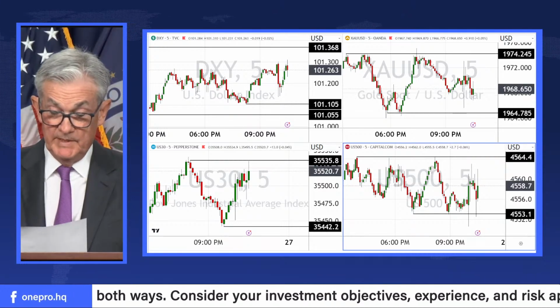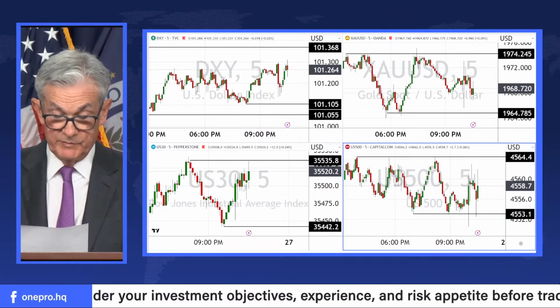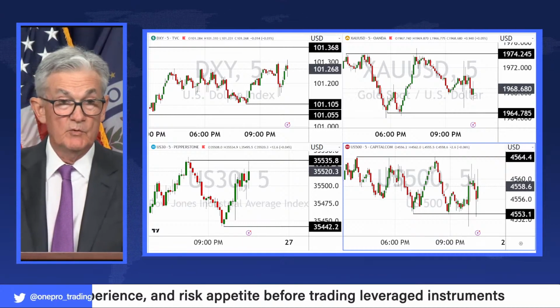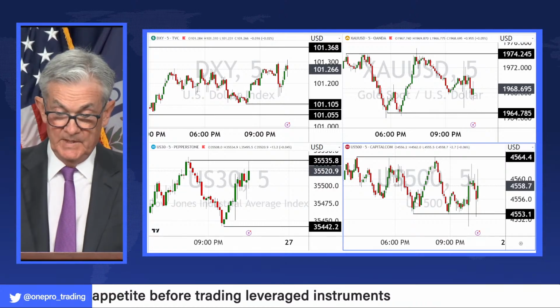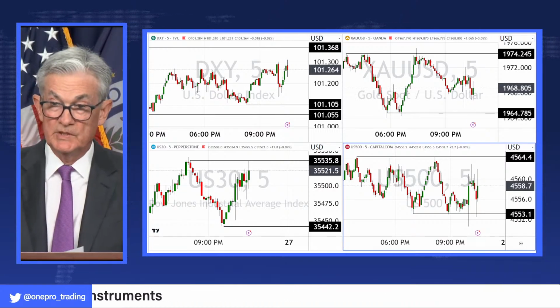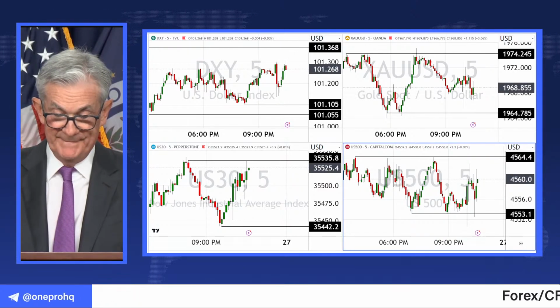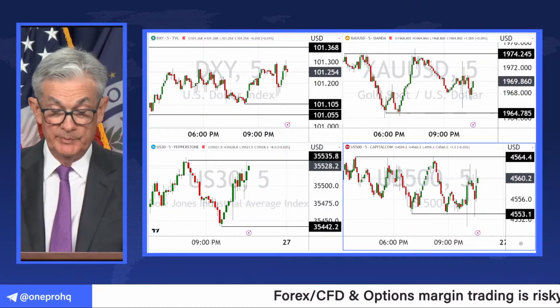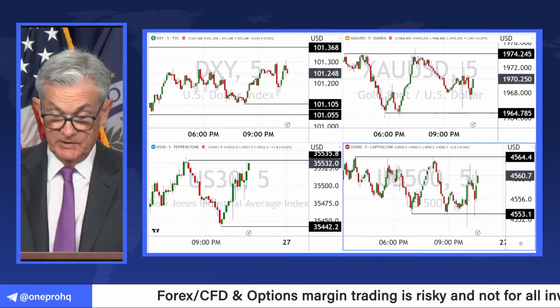At today's meeting, the committee raised the target range for the federal funds rate by a quarter percentage point, bringing the target range to 5.25% to 5.5%. We are also continuing the process of significantly reducing our securities holdings. With today's action, we've raised our policy rate by 5.25 percentage points since early last year.